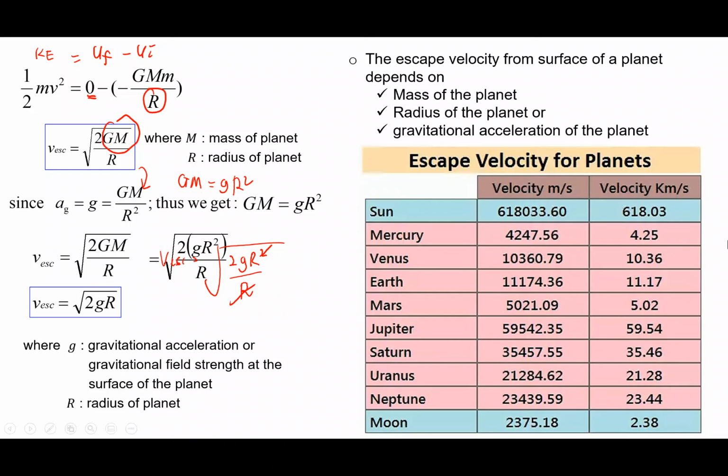So this table showing the minimum velocity that we should have in order to escape from the individual planet yang kita nak lah.